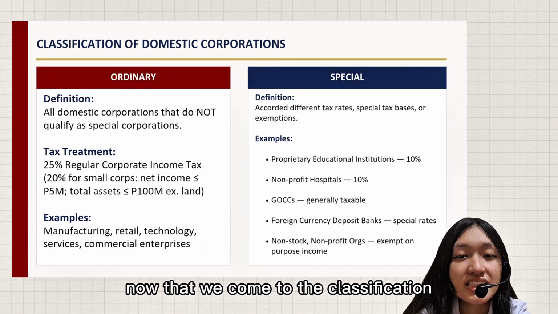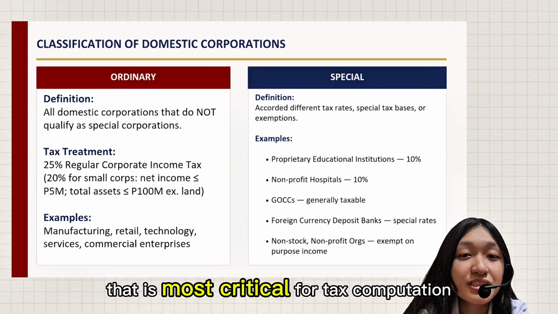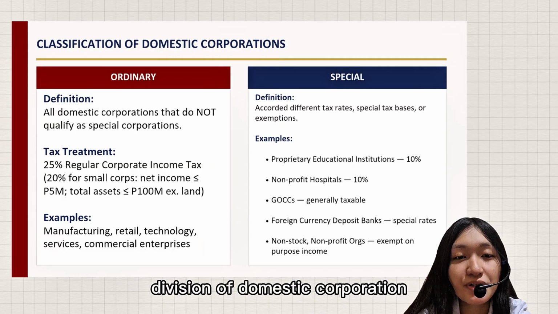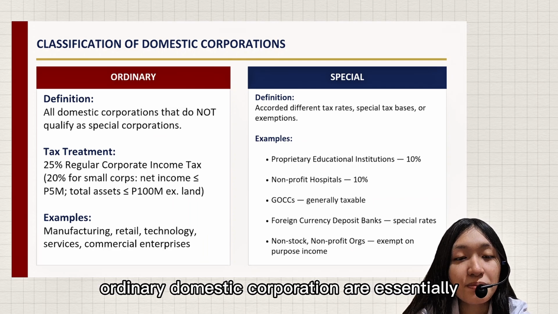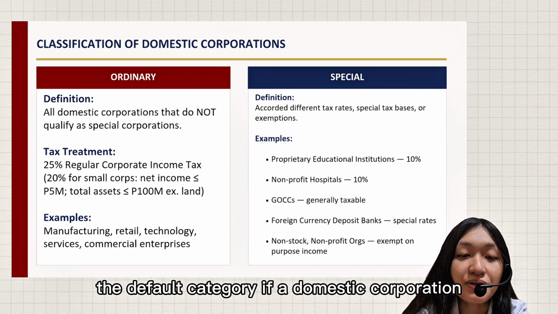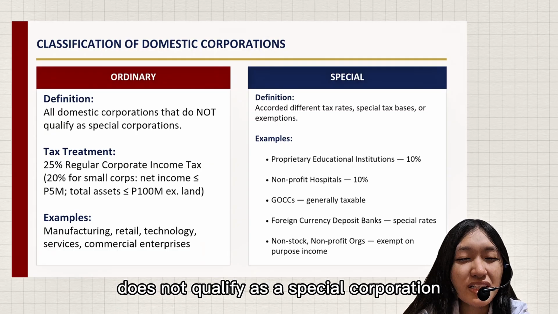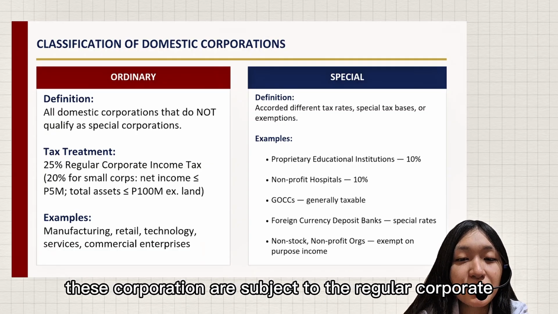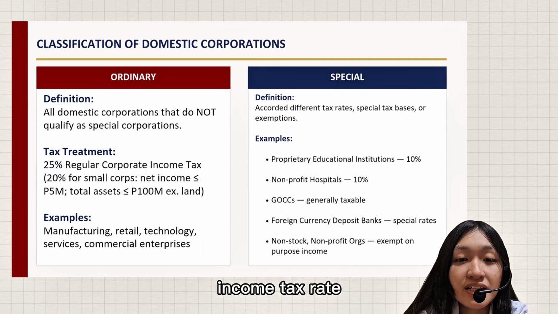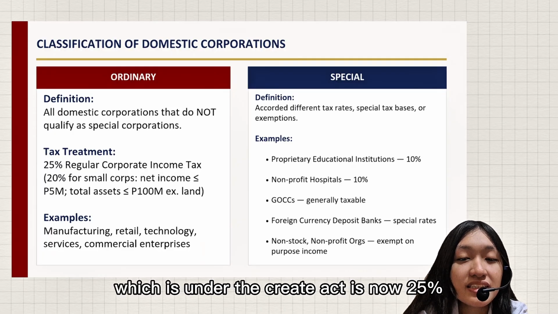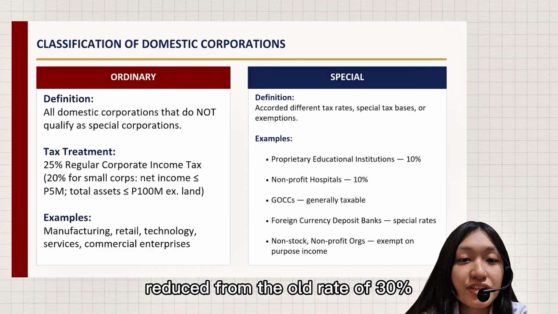Now we come to the classification that is most critical for tax computation, the division of domestic corporations into ordinary and special types. So, ordinary domestic corporations are essentially the default category. If a domestic corporation does not qualify as a special corporation, it is ordinary. These corporations are subject to the regular corporate income tax rate, which under the CREATE Act is now 25%, reduced from the old rate of 30%.